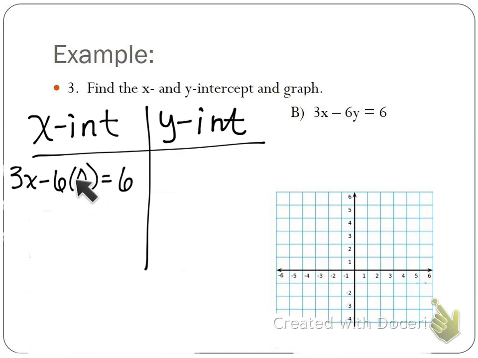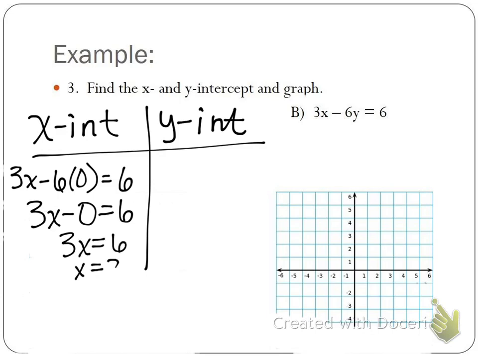Okay, so we're going to plug 0 in for y in order to find our x-intercept. So we have 3x minus 0 equals 6. 3x minus 0 is 3x. So x equals 2. Treating it as a point, what's my x coordinate? 2. My y coordinate? 0. We sound so excited about this. Alright, so (2, 0) is 2 on the x-axis. We'll move on to the y-intercept.